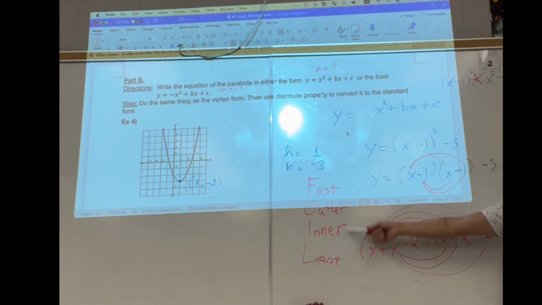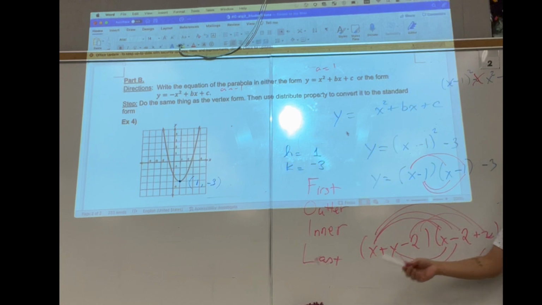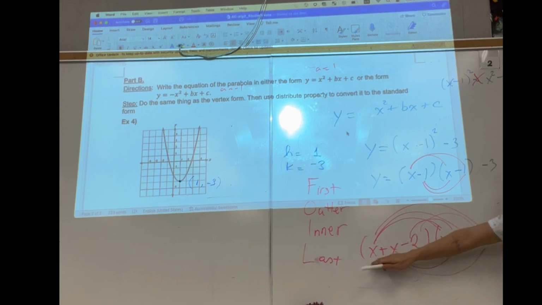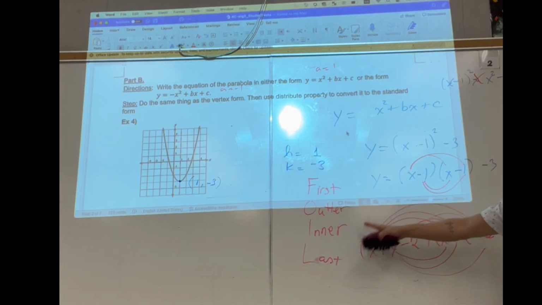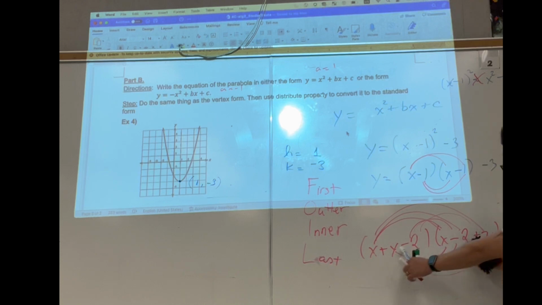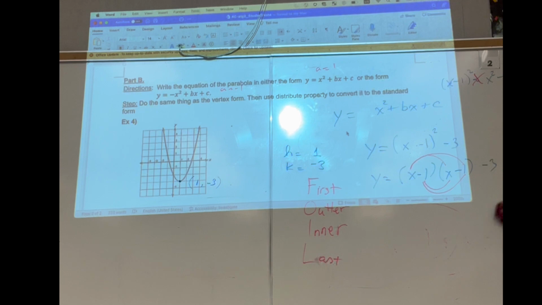FOIL is like the order, showing how many terms you're going to have. But if you have more, just know that you need to multiply every single thing in the first parenthesis with every single thing in the second parenthesis. So this is the first, this is the outer, and this is the inner. You have two inners here, but it's the same concept. But some students don't get it, they only see outer, inner. What is this? Which one is outer, which is inner? What is FOIL?